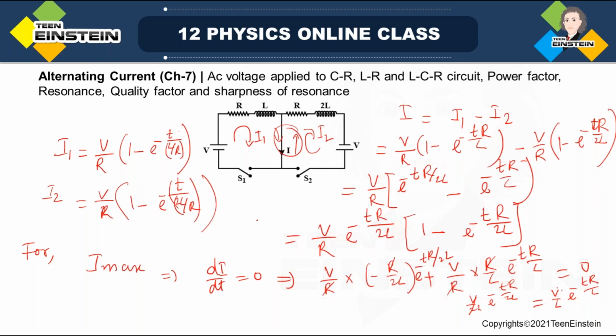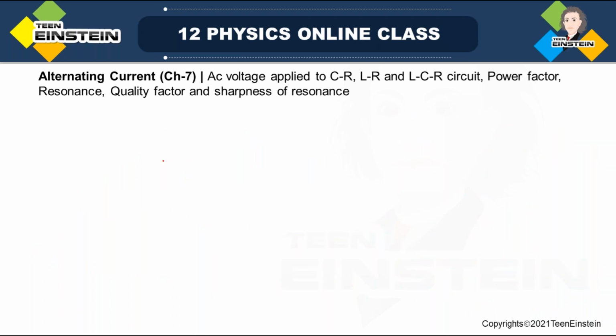So look, V by L, V by L goes away. This will be e to the power minus TR by 2L is equal to e to the power minus TR by L. If we just take it this way, look what we get: half or e to the power minus TR by 2L, and if you divide, it will get minus of this, so plus TR by L.